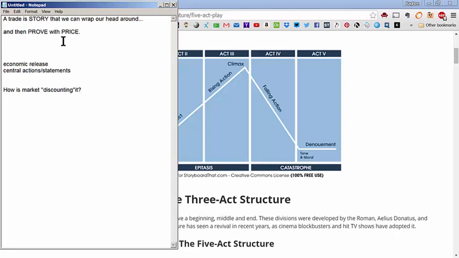So these are things where I might have an idea, a story that I think I understand, that I can wrap my head around, but then it's my job to go find out that the way that I'm perceiving it, am I perceiving it properly? Can I prove it with price? That's the important part here. So step 1, step 2. But that's what a trade is ultimately.